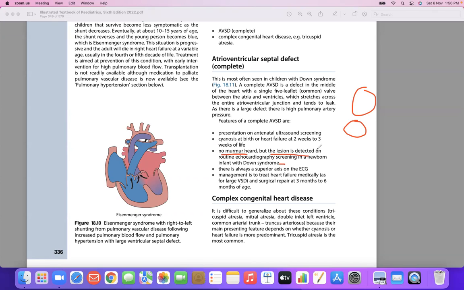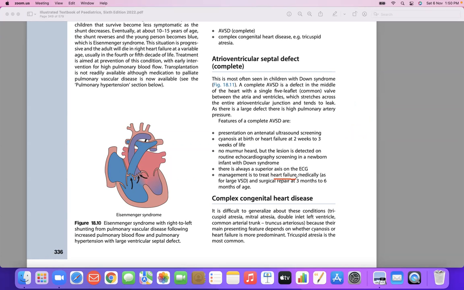Maybe antenatal ultrasound scanning or routine echocardiographic scanning of the neonate with Down syndrome, or the presentation is cyanosis and heart failure. There is always superior axis on ECG. I told you even when we were reading partial AVSD, always remember that there is superior axis on ECG.